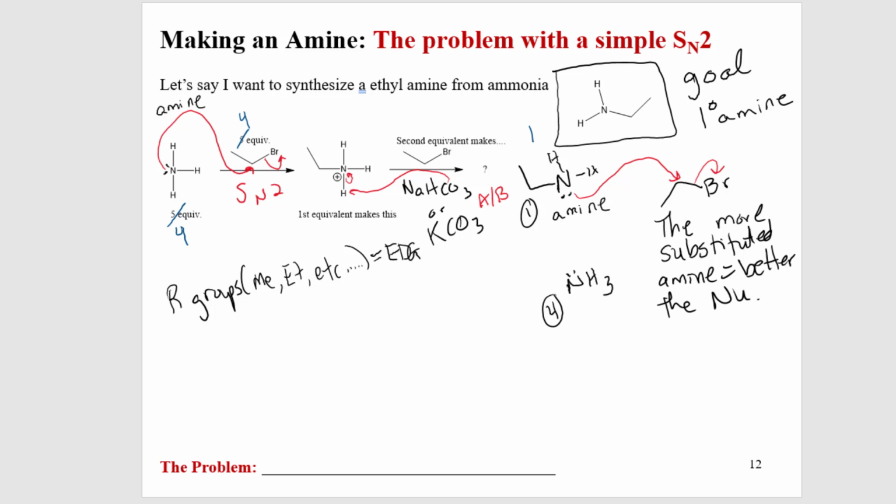Why? Well, I have one donating group. If I have one donating group on my nitrogen, I'm donating electron density to the nitrogen, making it a better nucleophile. So the product, ethylamine, is a better nucleophile because it has a donating group on it, making the nitrogen more electron rich, making it a better nucleophile.